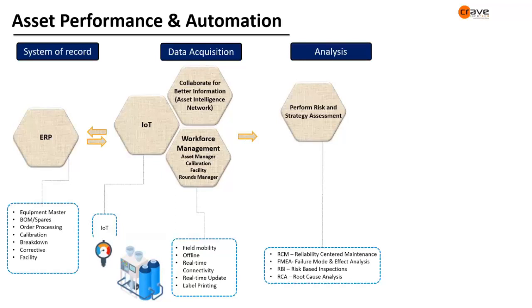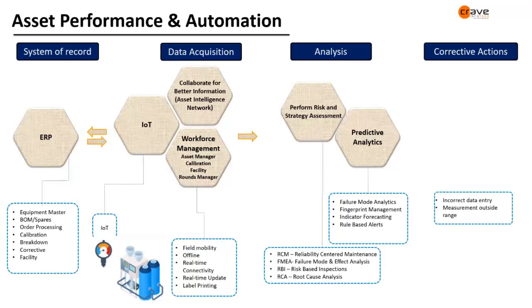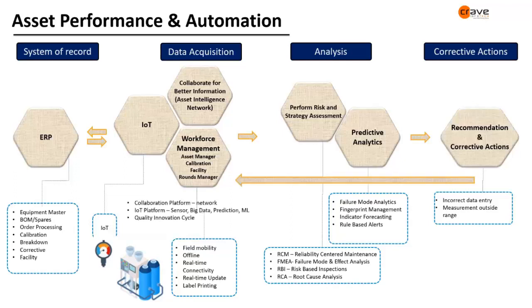Once we have that, we can use the good data to do the failure mode analysis, fingerprint management, and indicator forecasting using SAP's predictive analytics. And finally, they both give us what corrective actions we need to take. That covers incorrect data entry and measurements outside the expected readings, and that's where the recommendations come in, and all those corrective actions come back to the mobile. So this is a complete end-to-end journey. We help you identify where you are and find out which is the right tool for you at the right time.